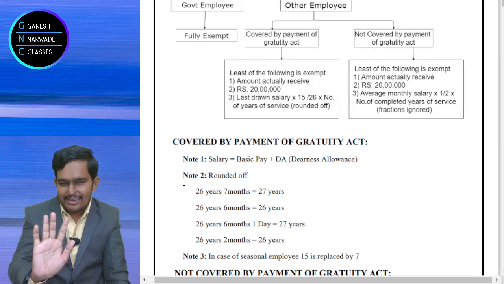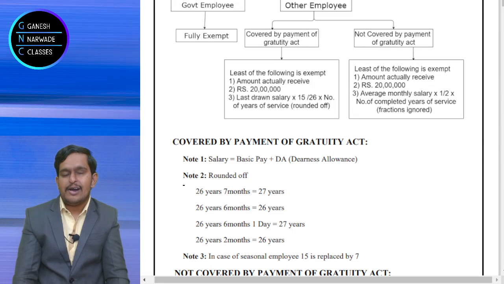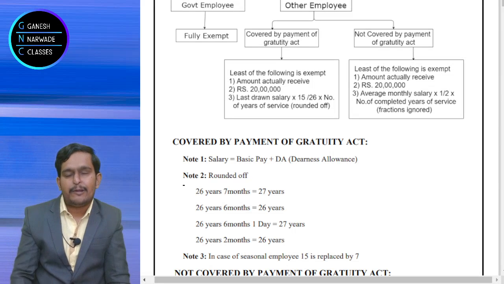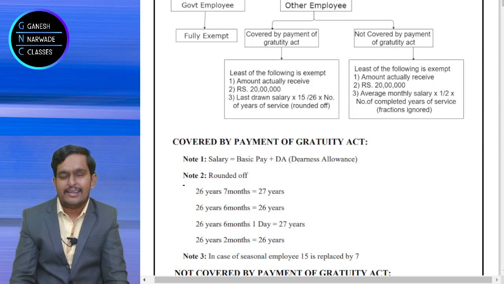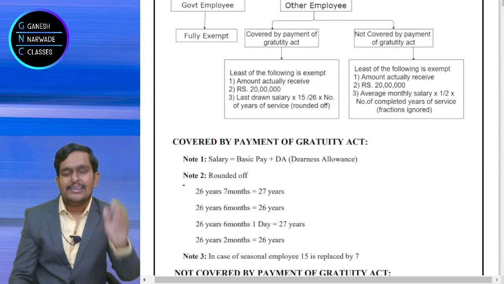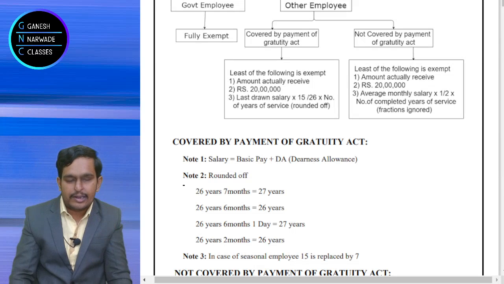So 2 points are same, actual amount of gratuity and second one 20 lakhs rupees. Now clear? Only third thing specially you should remember. Chalo, let's start with covered by Payment of Gratuity Act. So if you are covered by Payment of Gratuity Act, least of the following three is exempt. First one is actual amount of gratuity, second one is 20 lakhs and third one is last drawn salary into 15 by 26 into completed years of service rounded off.